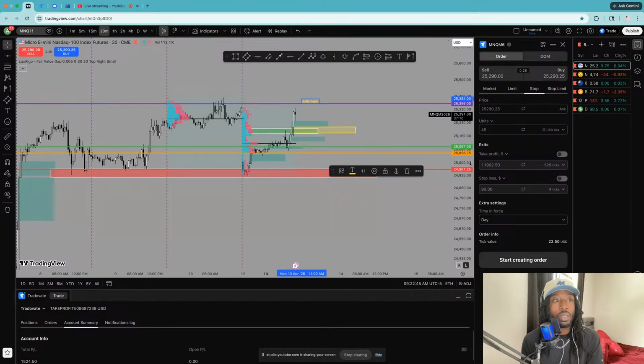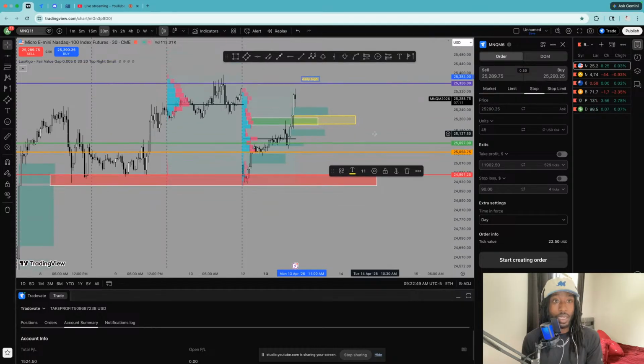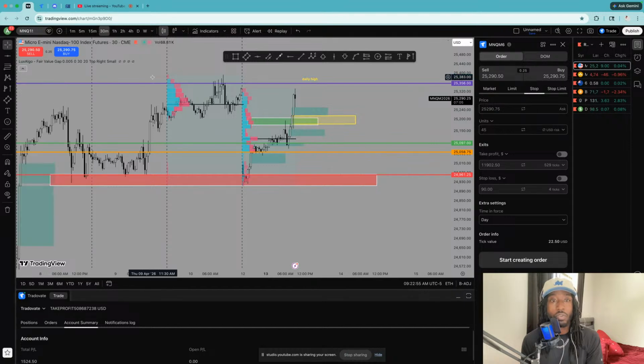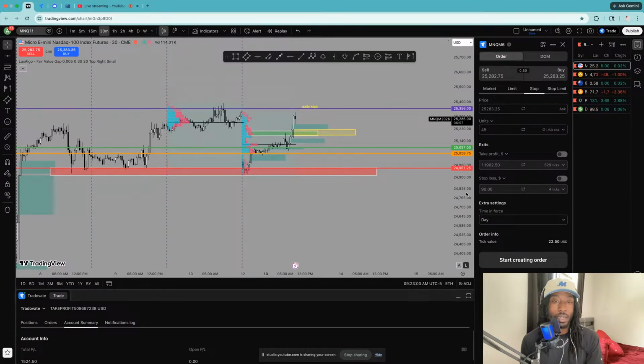So when we had all those marked up, like I said, it's not a lot of markups really. The fixed range volume profile is something I've recently added along with the session breaks. That's something I've recently added into my strategy. I'm just testing it out.